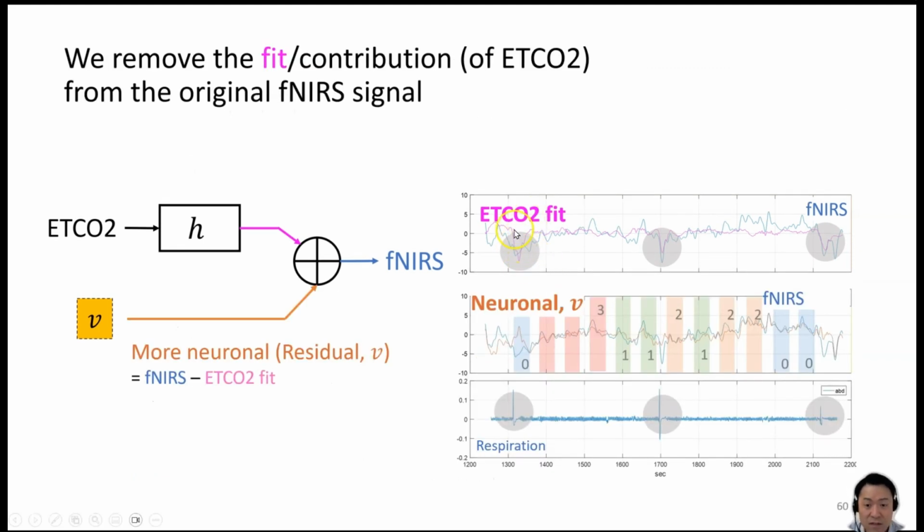Now the idea is, since we know the contribution of this breathing, we can subtract it from the original signal, which is the blue, and what we get is this orange, which is the residual, which shows in here, and we can be more confident that this is the neuronal component of the F-nears.